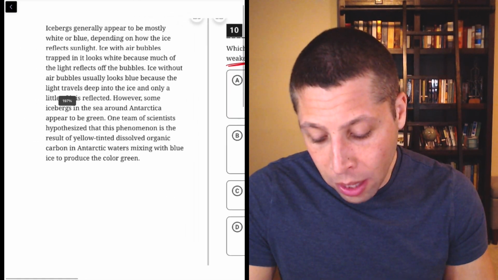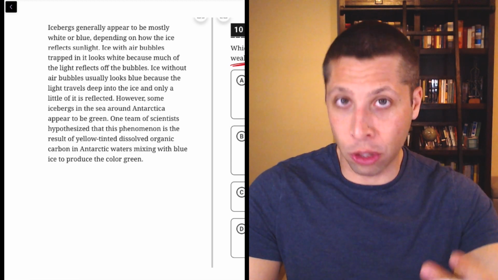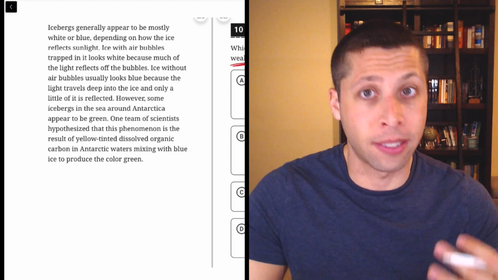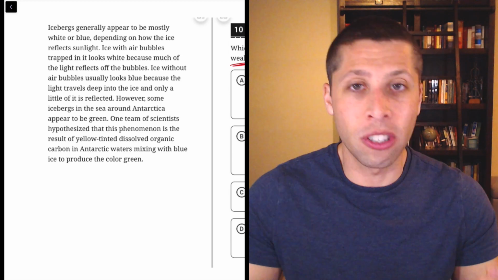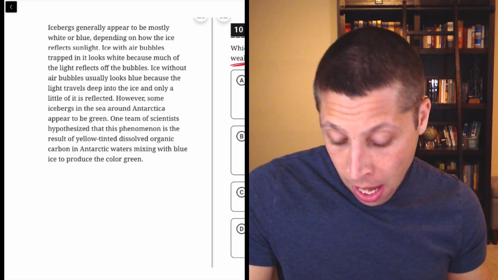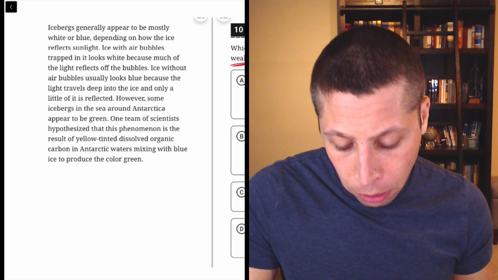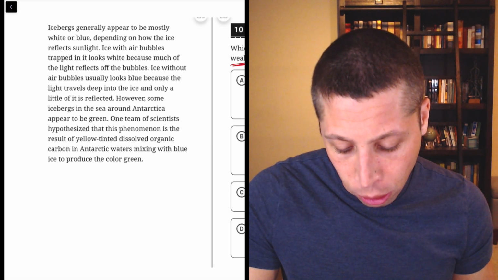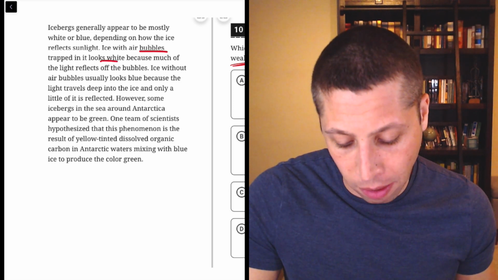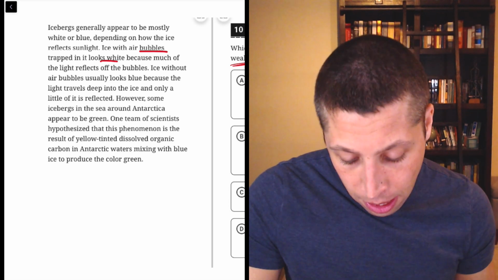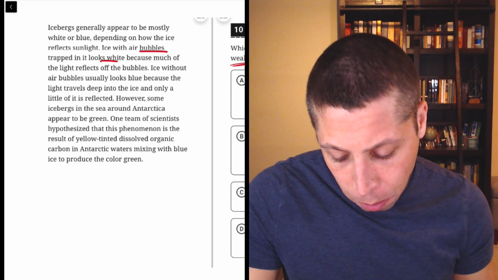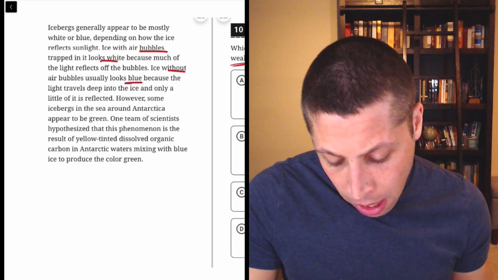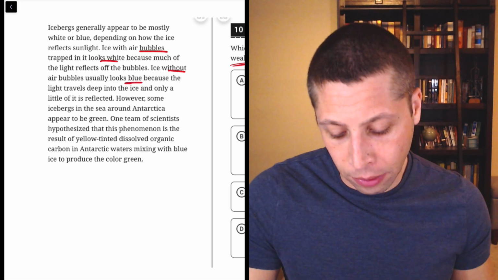So let's try to get a very simple version of this hypothesis. We don't need to understand the science very deeply. We just need to kind of get the rough sketch. So let's see. Icebergs generally appear to be mostly white or blue, depending on how the ice reflects sunlight. Ice with air bubbles trapped in it looks white because much of the light reflects off the bubbles, so that's a fact. Ice without air bubbles usually looks blue, so without is blue, because the light travels deep into the ice and only a little of it is reflected.